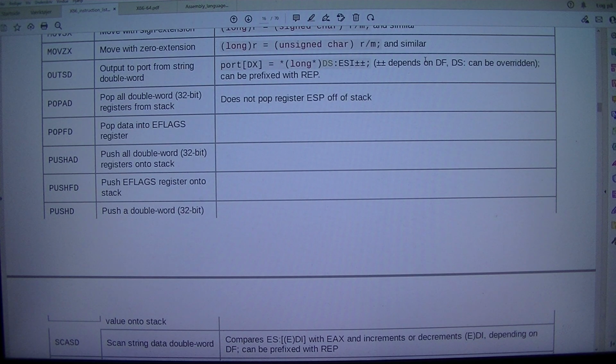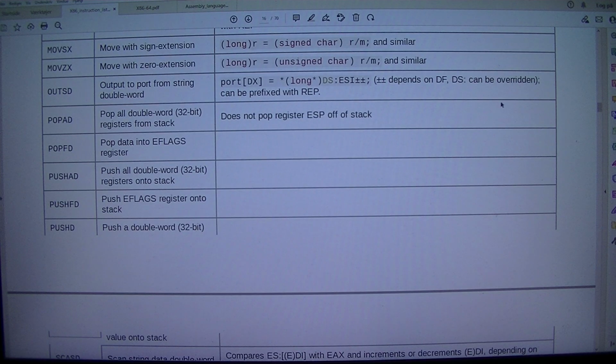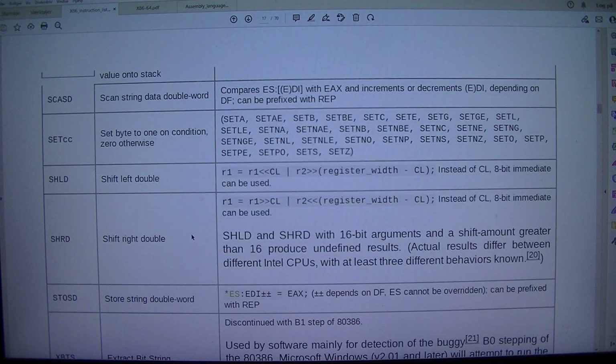DS can be overridden, can be prefixed with REP. POPAD: pop all doubleword, 32-bit registers from stack, does not pop register ESP off of stack. POPFD: pop data into flags register. PUSHAD: push all doubleword, 32-bit registers onto stack. PUSHFD: push flags register onto stack. PUSH: push a doubleword, 32-bit value onto stack.